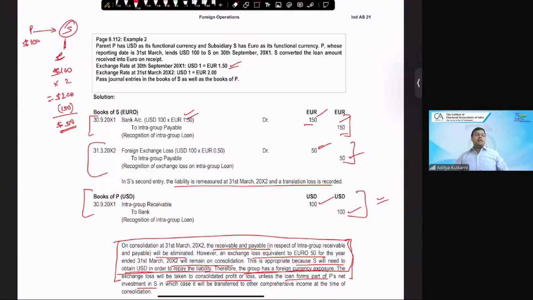Will this 50 appear in the consolidated P&L of H Limited is the question. What do you think? The loan is in USD. I'm not talking about standalone. I am talking about H Limited, the parent's consolidated financials. In standalone there will be nothing. But in the parent's consolidated financials, will I still have this foreign currency loss appearing or will it vanish? It will appear.